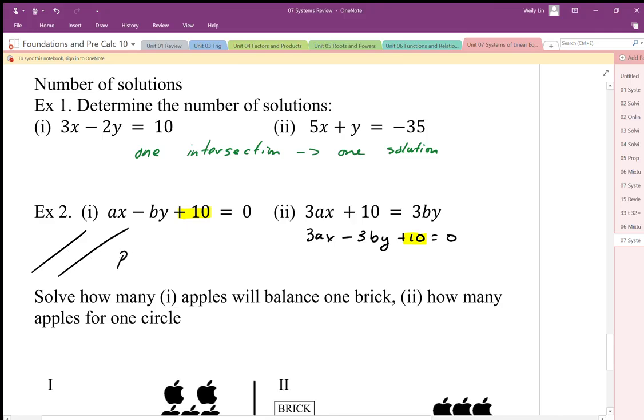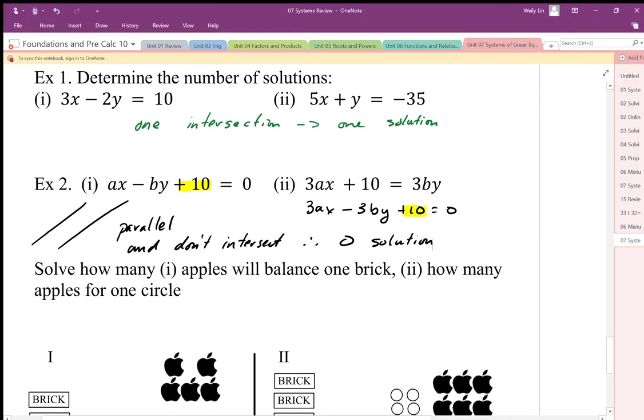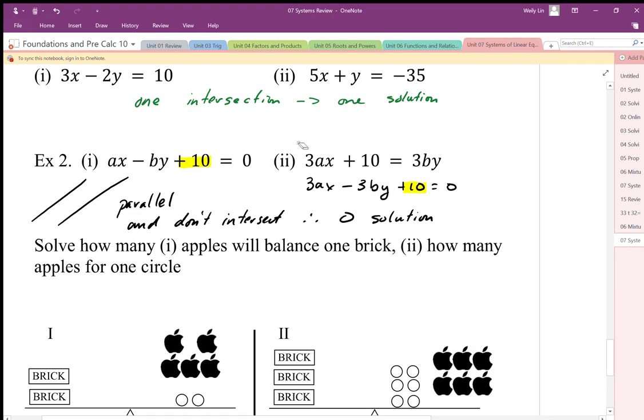So parallel and do not intersect. Therefore, 0 solutions. And again, we don't have to go about solving this either. We can just figure out based on the slopes, we can determine the number of solutions. And in this case here, if we tried to solve for it, we'd have a bunch of A's and B's in our solution. So that would complicate things a little bit, although it can be done.